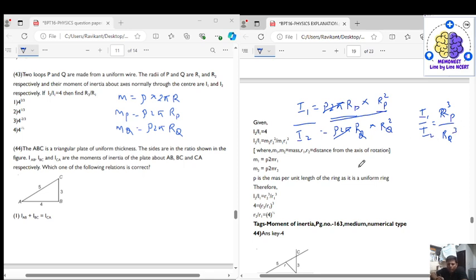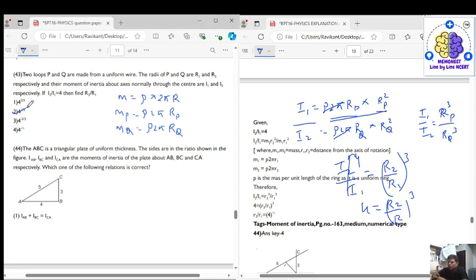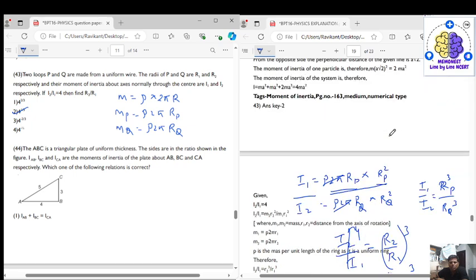Now writing this according to the question, we will get I2 upon I1 is equals to R2 upon R1 whole cube. This quantity is being given to us as 4, so we'll write it as 4 is equals to R2 upon R1 raised to the power of 3. They are asking us to find R2 upon R1. So R2 upon R1 will be equals to 4 raised to the power of 1 by 3. So 4 raised to the power of 1 by 3 is in option 2. So the correct answer for this question number 43 is option 2.